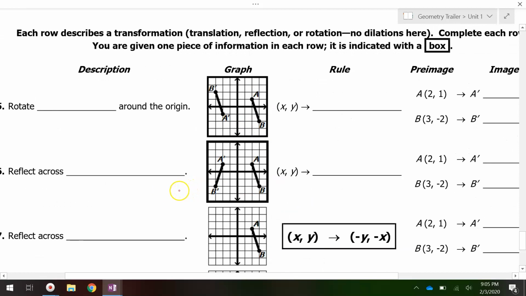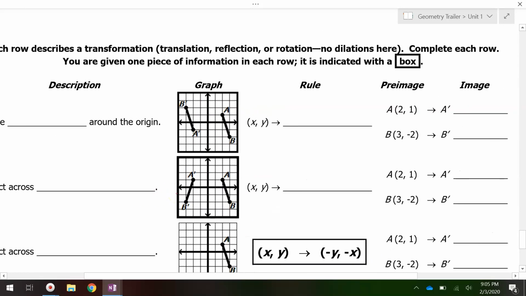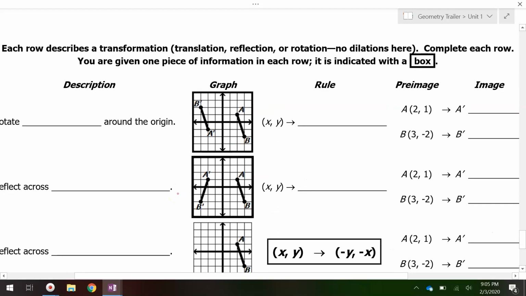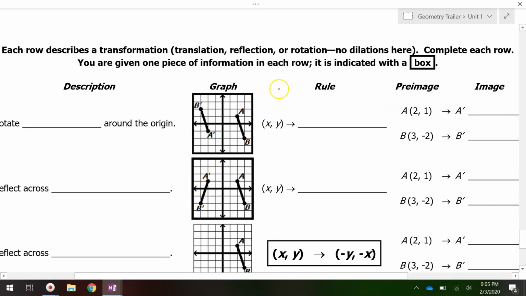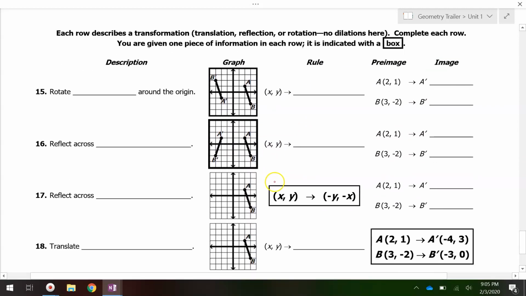Okay. Each row describes a transformation. Complete each row. You're given one piece of information in each row, and that is indicated with a box. All right, looks like I have to zoom out a little bit.